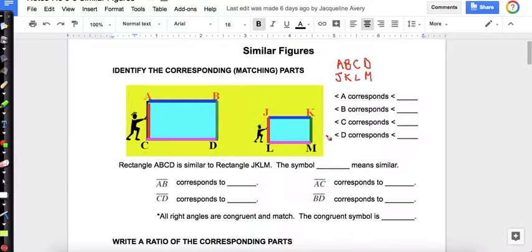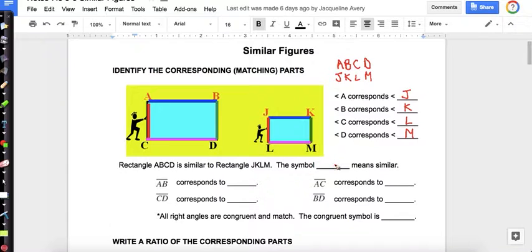Now it's very easy to see the ones that are lined up underneath each other are the ones that correspond. So angle A corresponds to angle J. Angle B corresponds to angle K. Angle C corresponds to angle L, and angle D corresponds to angle M. So when you line them up, if you know they're similar, you can easily see which letters correspond to each other.